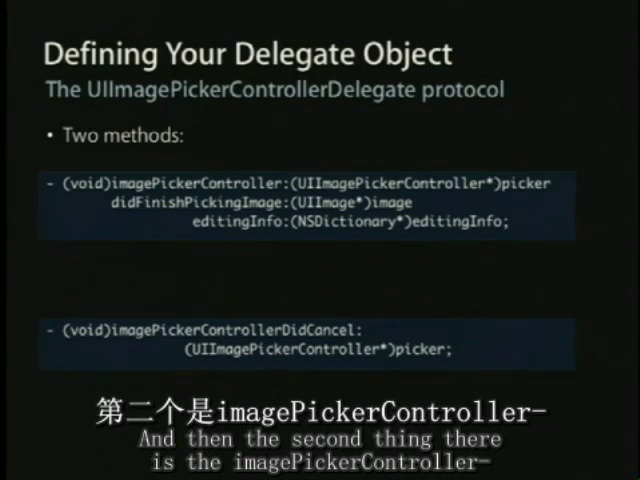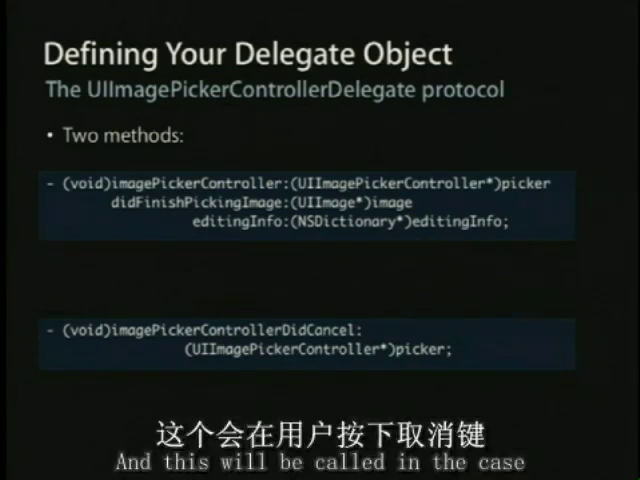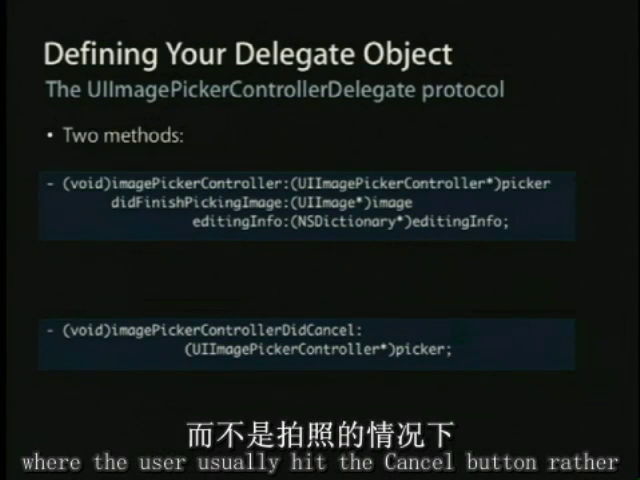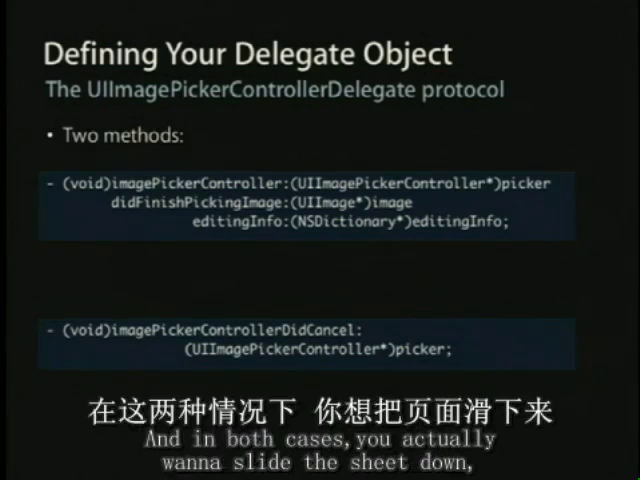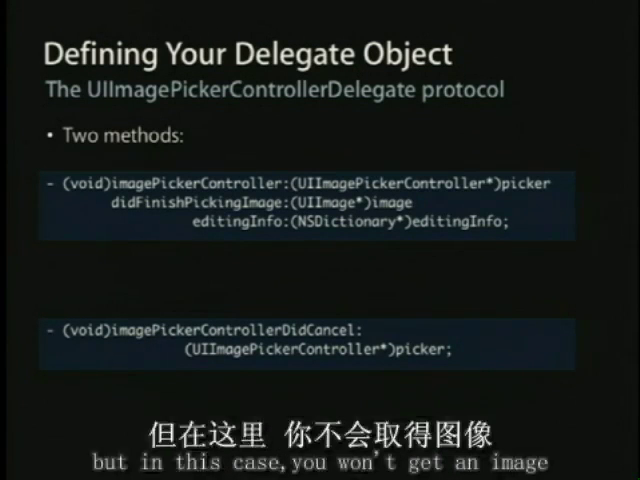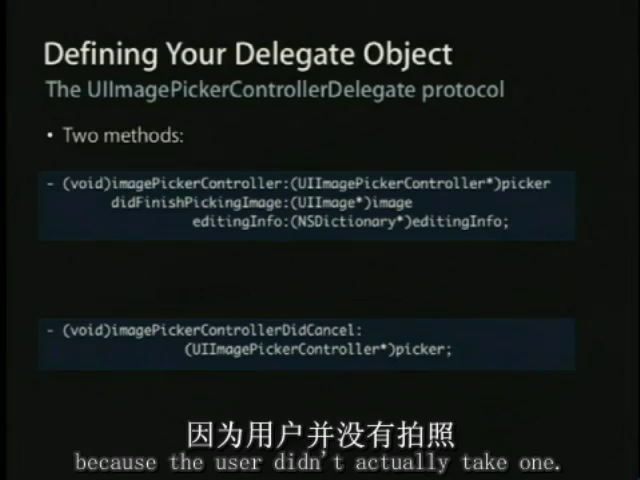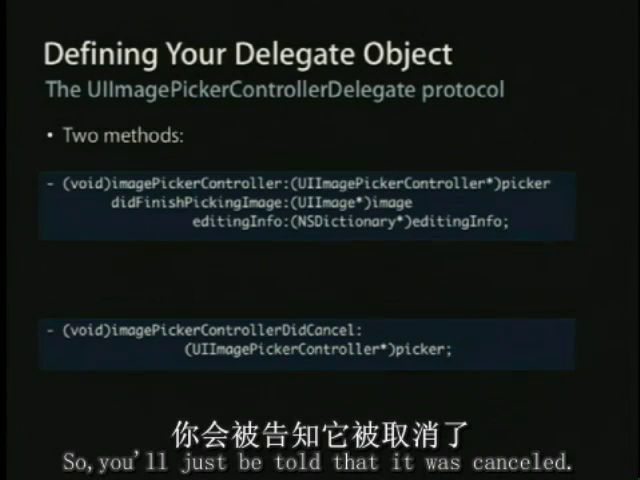And then the second thing there is the imagePickerControllerDidCancel. And this will be called in the case where the user actually hit the cancel button rather than taking a picture. And in both cases, you actually want to slide the sheet down. But in this case, you won't get an image because the user didn't actually take one. So you'll just be told that it was canceled.